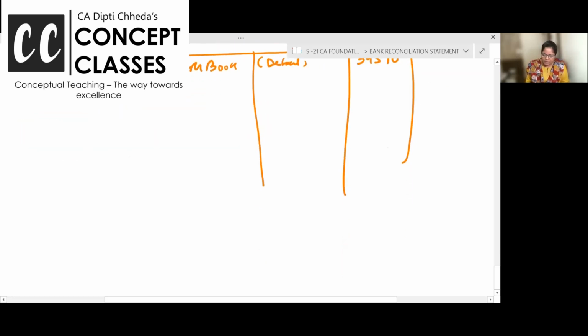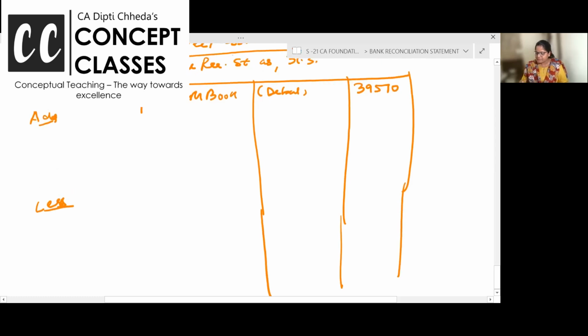Start the problem with some add, then leave 3-4 lines and then write down some less. Shall we start together? This is the debit balance, so more debit, add. Credit, less. Like that we will do.